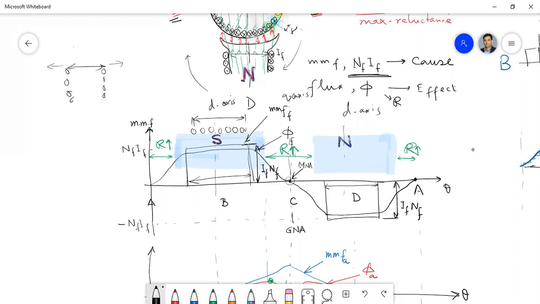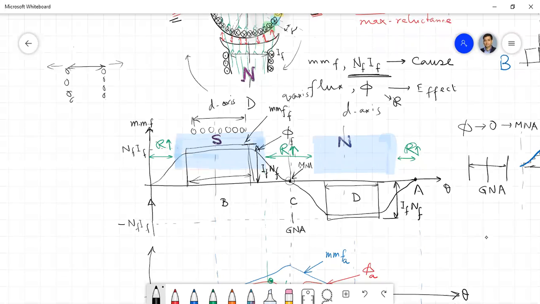Is it clear? So magnetic neutral axis means where the flux crosses zero. So that gives me the magnetic neutral axis. And geometric neutral axis means just if we go from one pole to another pole, that means two consecutive poles, from north to south, then exactly at the center we have the GNA, geometric neutral axis. That means that depends on the geometry only. Is this point clear?